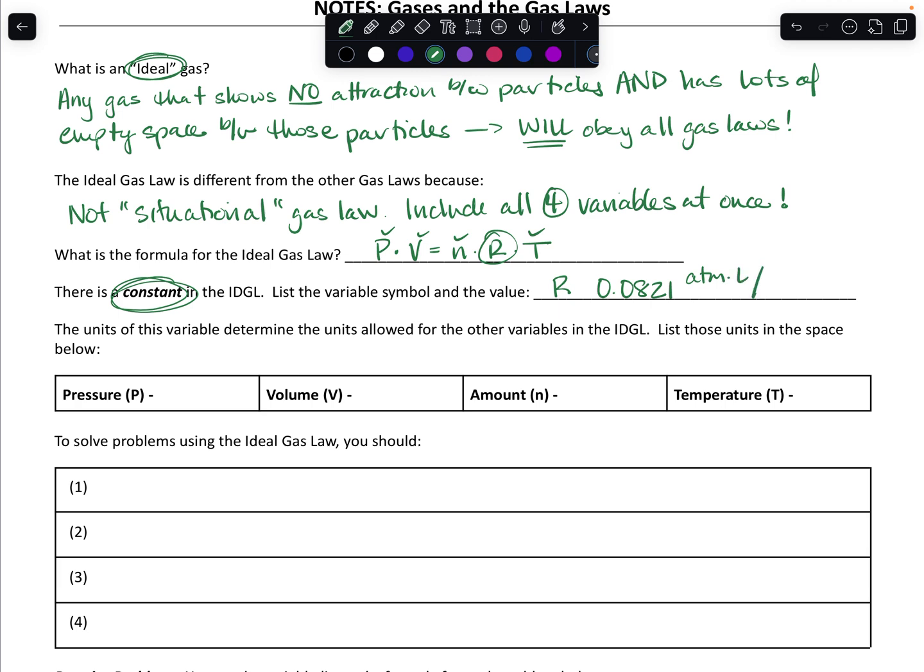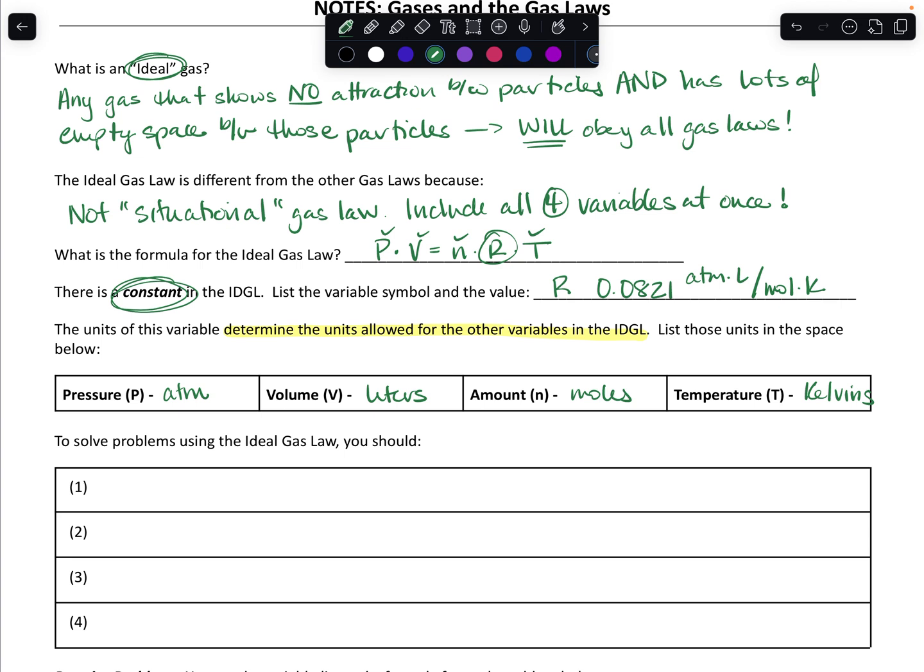Now, it's got a big compound unit. It looks like this. It's important that we know that unit because that in turn determines what the units for pressure, volume, amount, and temperature must be. The units of this constant determine the units allowed for the other variables. So pressure must be in atmospheres. Volume must be in liters. Amount must be moles. And temperature must be kelvins. There's none of this "it's got to match" stuff anymore. You have set requirements for your variables.